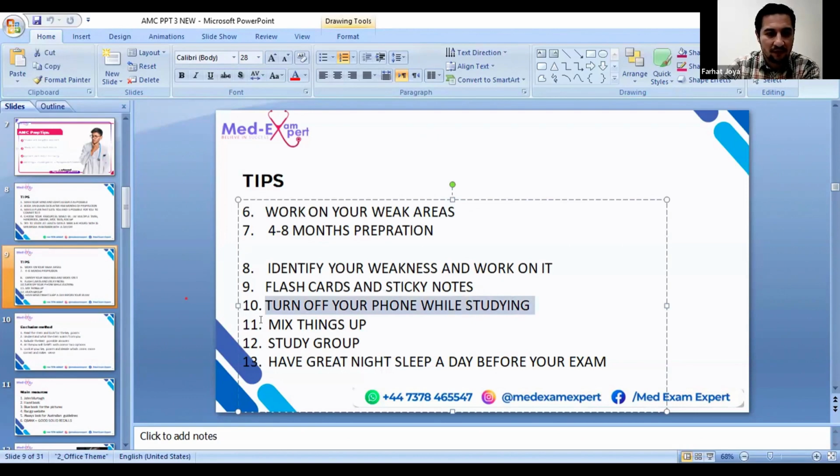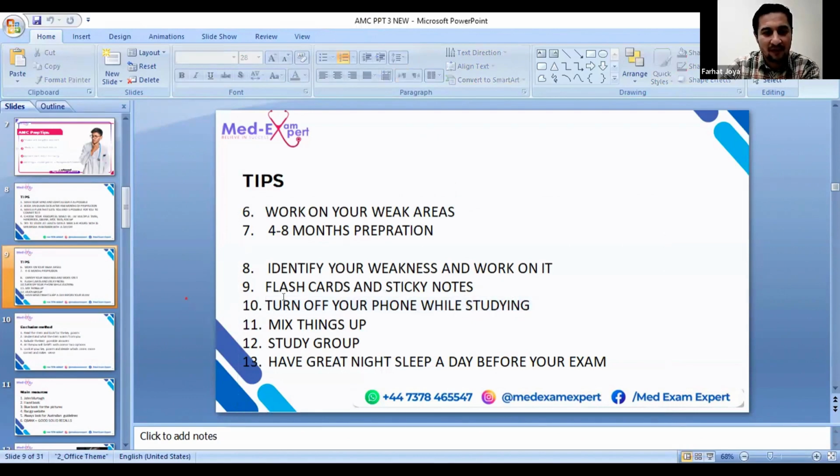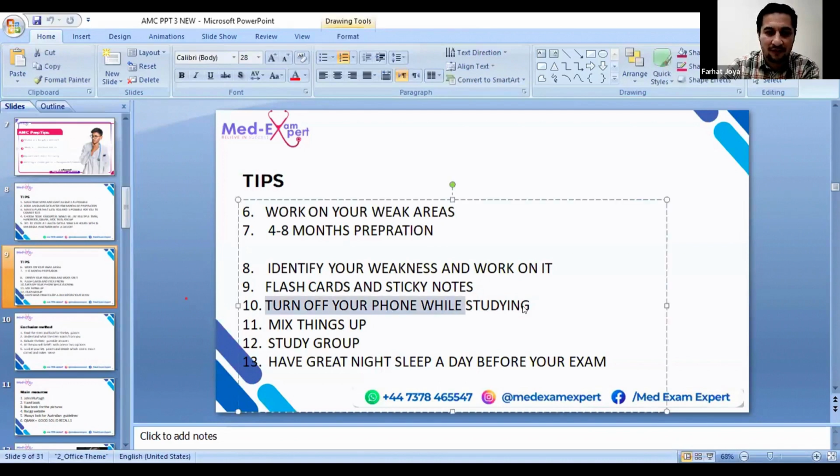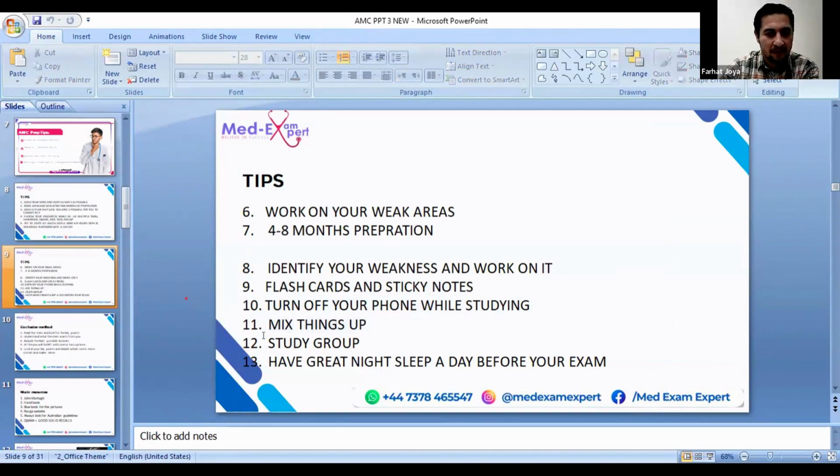It's very important, because you are studying and suddenly you get a call, suddenly you get a message, so you cannot focus and concentrate. It's important to turn off your phone, or just keep your phone away from yourself. Mix things up. If you study medicine for, let's say, 2 hours, it will be very boring. Then move to another subject, such as obstetrics, pediatrics. Just mix them up, and it will be more interesting for you and it will not be boring anymore.